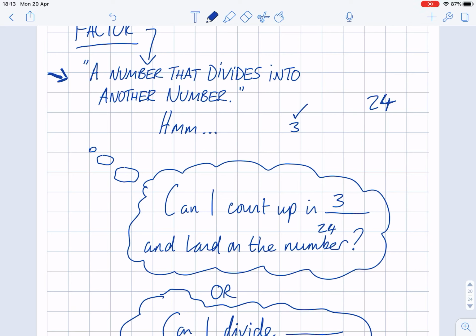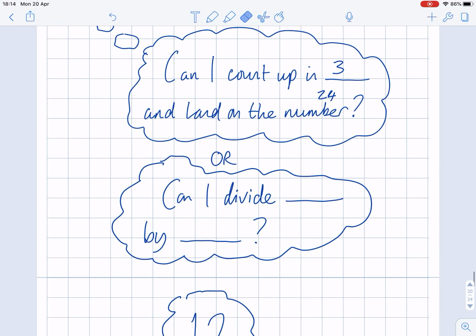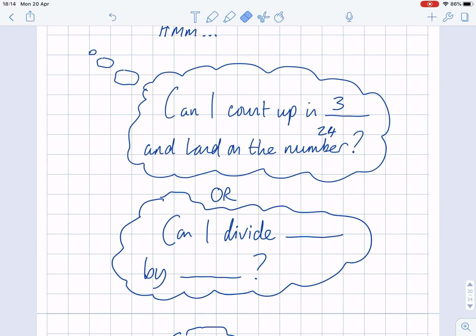All right, let's think of the number 5. If I count up in 5s, do I land on 24? I don't. So 5 isn't a factor of 24. So that's one way of thinking about it. The other way is, can I divide 24, so say we still talk about 24, can I divide 24 by 3? Well, we just demonstrated that I can, because the answer is 8, isn't it? So 3 is. Can I divide 24 by 5? I can't, can I? No, so 5 isn't a factor.